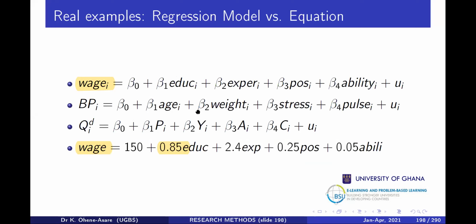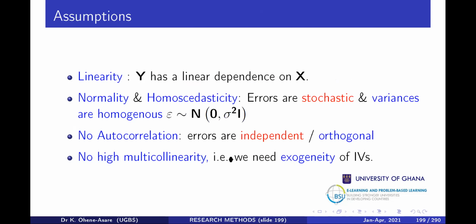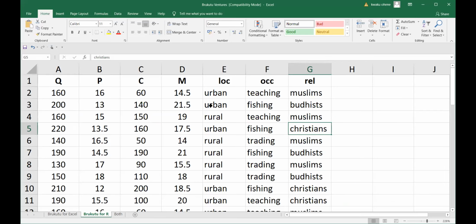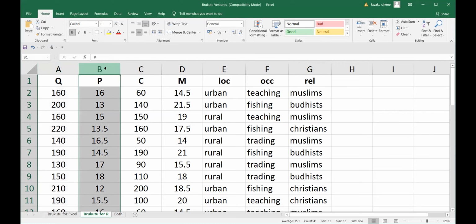The independent variables, if you want to actually have them, you have them as numbers. Okay, I'll show you the Brookity Venture data. In fact, let me just use that to explain the dummy variable very quickly, because you will need it right now. Look at this Brookity Venture data. What is the first variable? That is skill. That's a quantity demanded. It's numerical. Price is numerical.